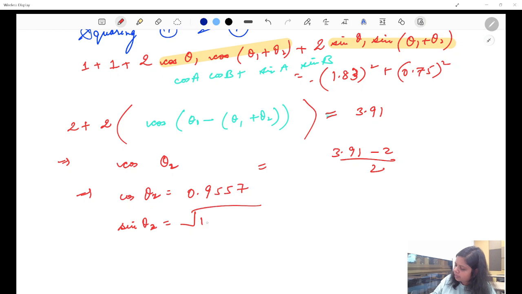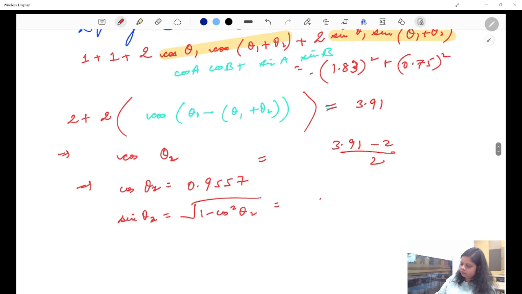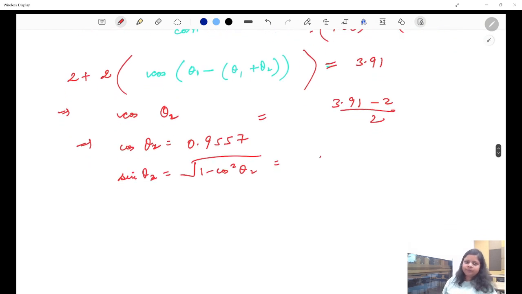So this is 1 minus cos square theta 2. Can you tell what is the value for sine theta 2? 0.308.